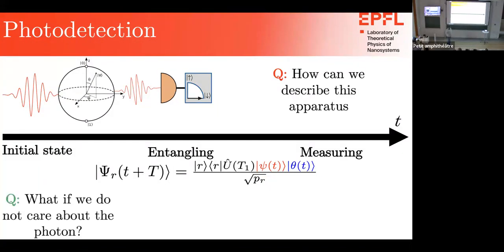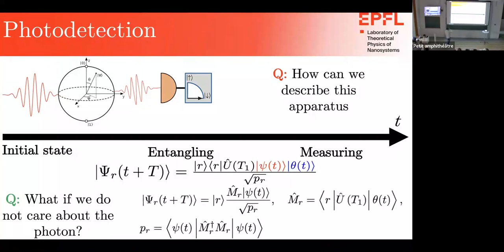But then the idea is, if we now don't care about the photon, what can we say about the measurement of the qubit itself? The idea is to introduce this object, the measurement operator, which is the projection over the state of the photon after the measurement, multiplied by the entangling operation between the photon and the qubit. And this object here is what we will call a generalized measurement.